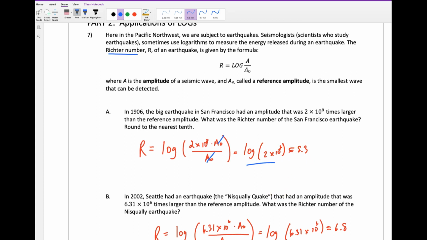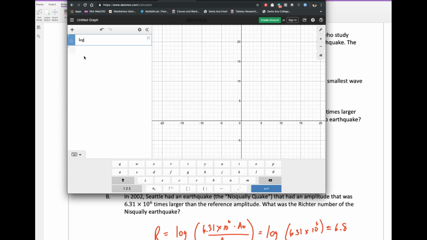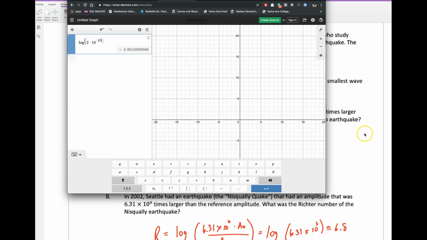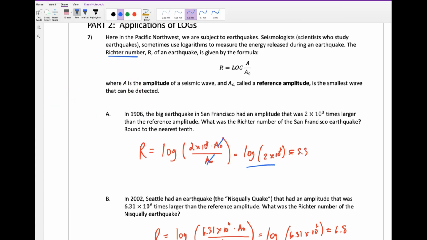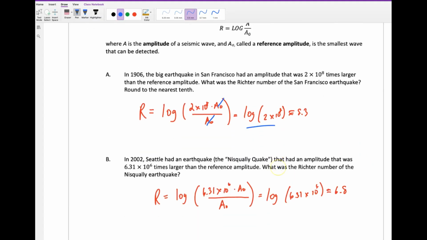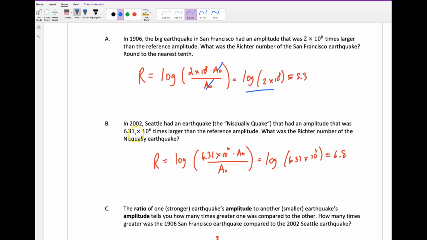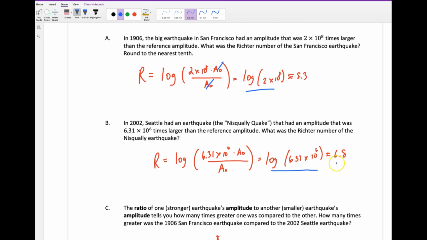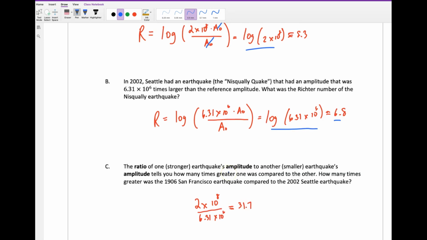2 times 10 to the 8 gets put in the log. So again, that would just be log of 2 times 10 to the power of 8. And you can see you get 8.3, magnitude 8.3. So you can see what I did on that problem with the calculator. Same thing here: 6.31 times 10 to the 6 times larger. You plug that into your calculator and you get 6.8. So that's how strong that earthquake was.